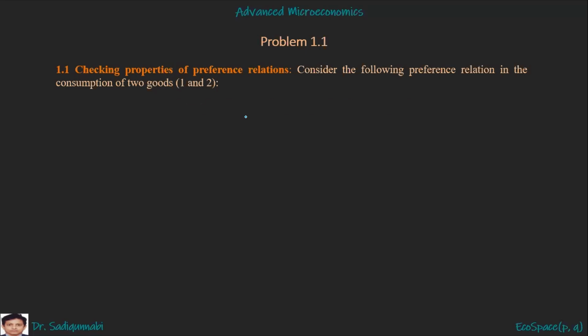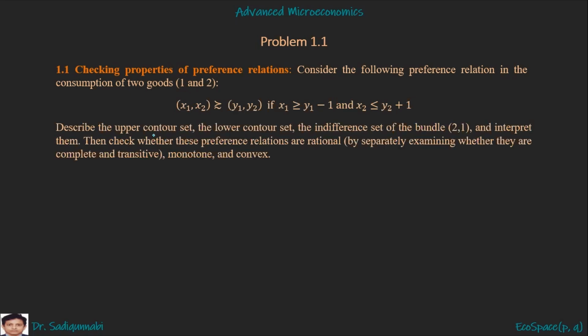Now consider the following preference relation on two goods, good x1 and good x2, and here is the conditional preference relation. We need to find the upper contour set, lower contour set, and indifference set of bundle (2, 1) and interpret them. Then we are going to check whether this preference relation is rational, monotone, and convex. So let's start the solution.